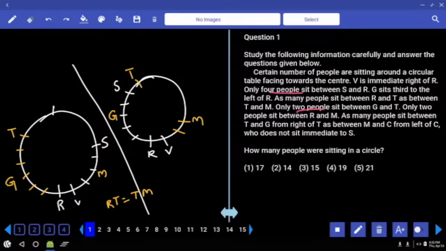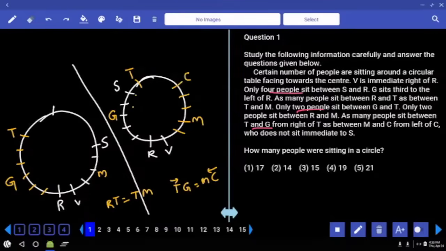And as many between T and G from the right of T. T and G from the right of whom? Right of T. Same as M and C from the left of C. How many are there between T and G to the right of T? 2 people. And between M and C from the left of C, how many people? 2 people. Now C will be here.